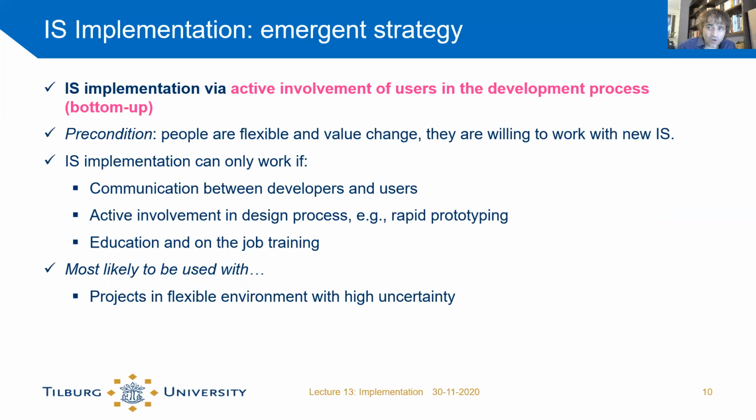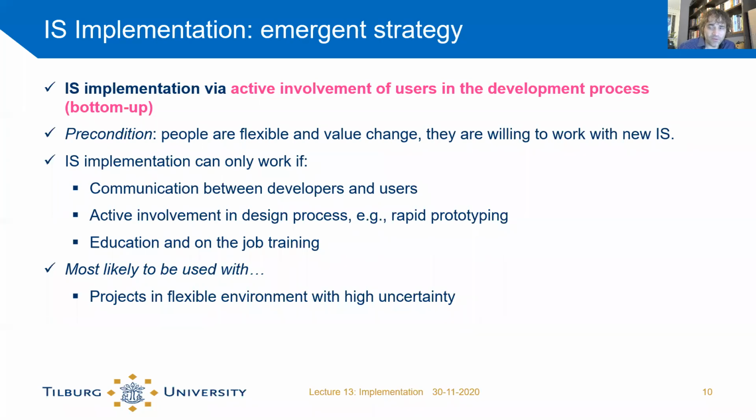But of course, this only works if people are willing to use the system, if people are knowledgeable enough to use the system and to give feedback, and if people value change in the organization. So if they resist the innovation, this strategy will not work. So in order to do this, you need active communication between developers and users. So you need to really integrate and invite your users to be part of the implementation process.